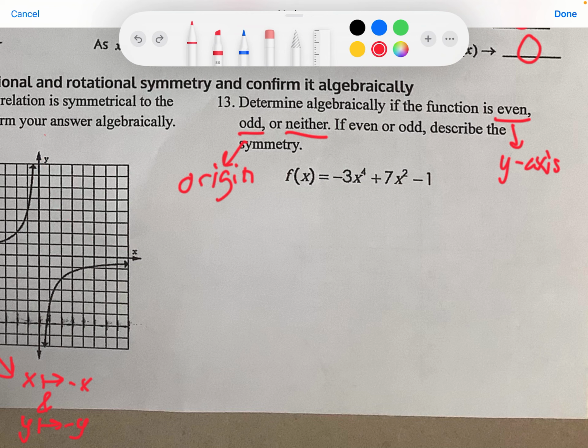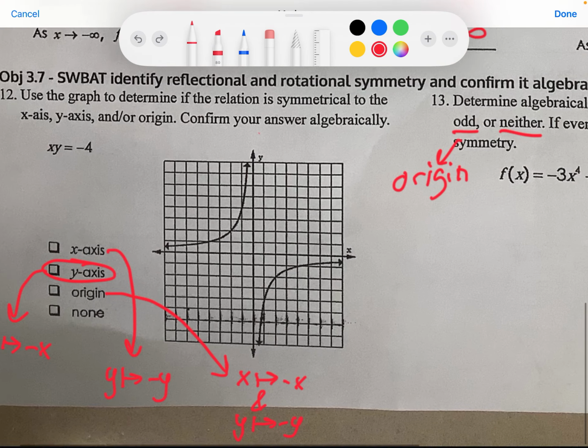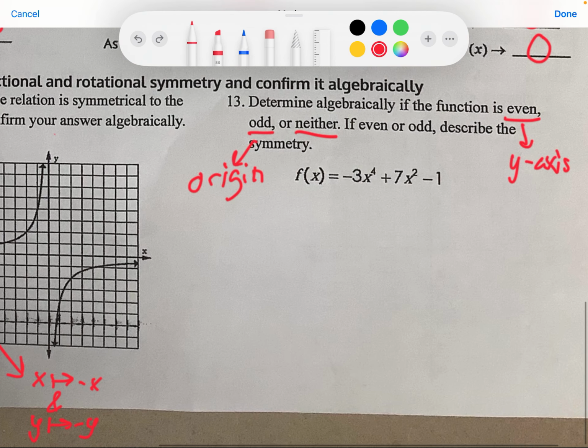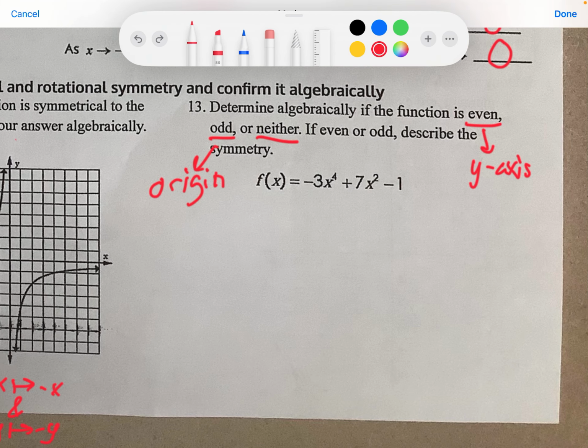So even or odd is y-axis or origin, and those are these tests. If you want, you can check x goes to negative x, or you can check both. Well, let's do one or the other. We want to check this algebraically.